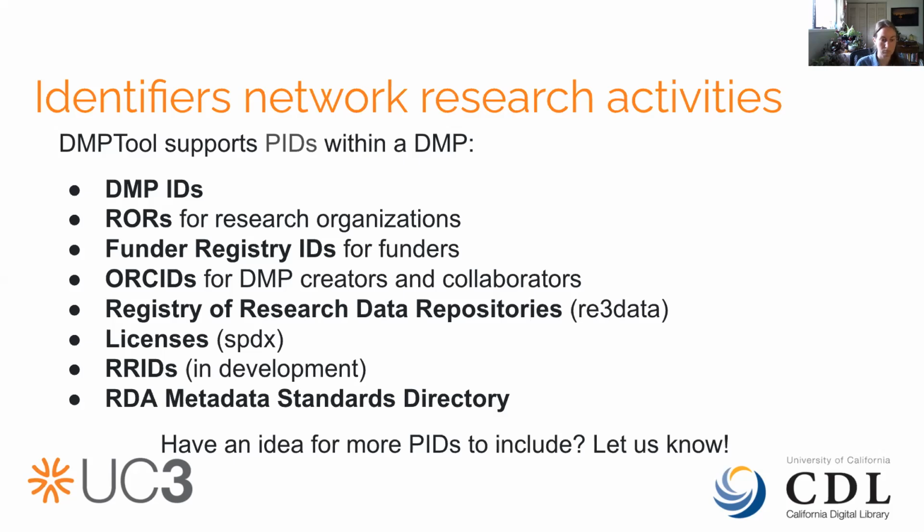And ORCIDs actually are mandatory if you're going to get a DMP ID. That was because we really felt that in order for a DMP ID to work, in order for this system to work, you need an ORCID and you need a ROR. You can't really make a connection if you don't have those two. So we decided to make it mandatory, and no one's yelled at me yet. And we have re3data for research data repositories. We're using controlled vocabulary for licenses, and we just added, I think it's going to be released on Thursday, support for the RDA metadata standards directory. So people will be able to select from a controlled list of metadata standards.